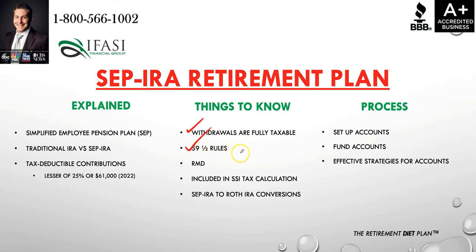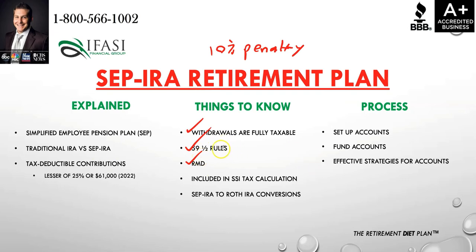If you try to pull out monies before age 59.5, you're going to get fully taxed on those dollars and get dinged with an extra 10% penalty. These are monies similar to a traditional IRA. You have something known as required minimum distributions that are correlated to this plan.